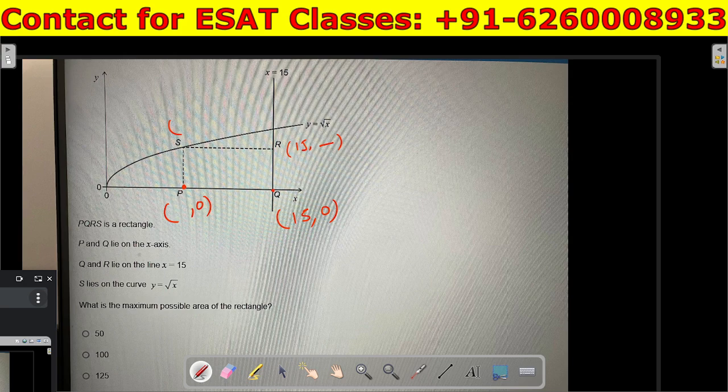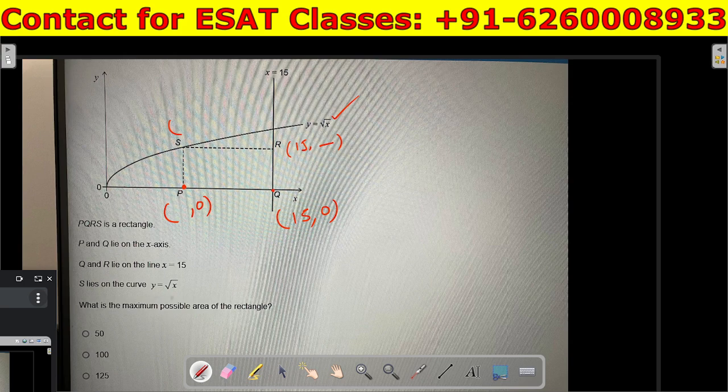Okay, no problem. So Q and R lie on x equals 15. S lies on the curve y equals root x. You can see this is on the curve y equals root x. See, one thing is clear. The y coordinate of S and R will be the same.